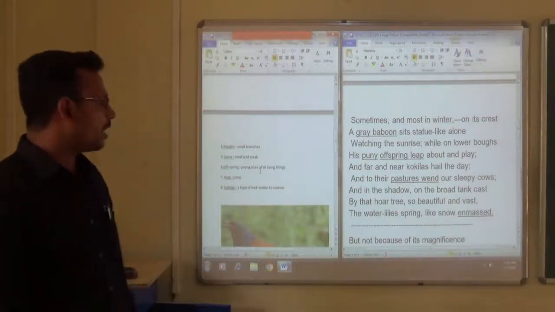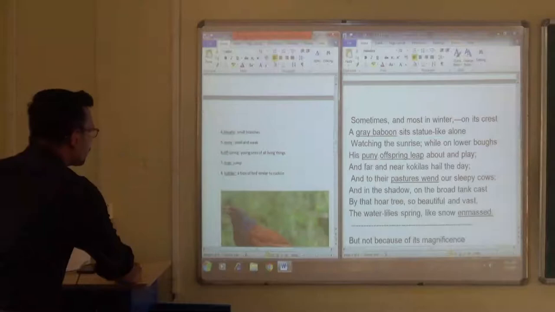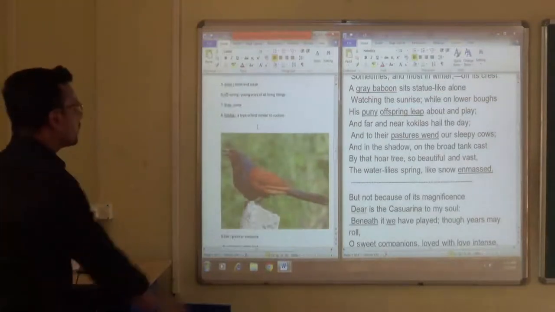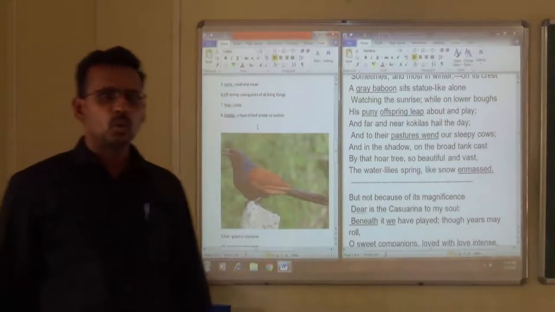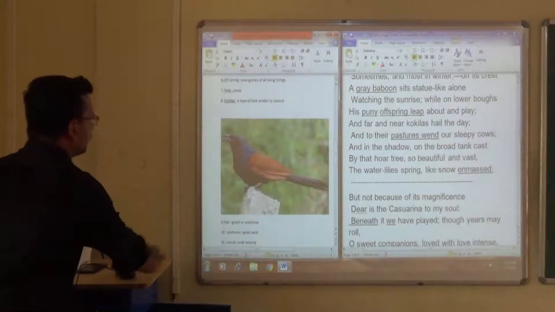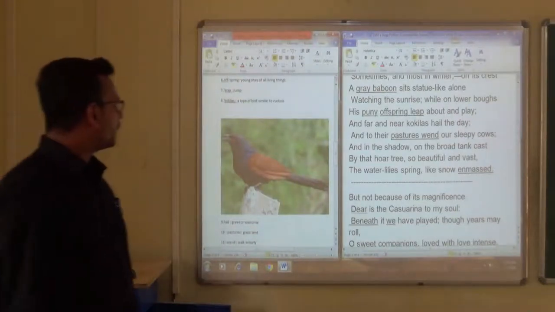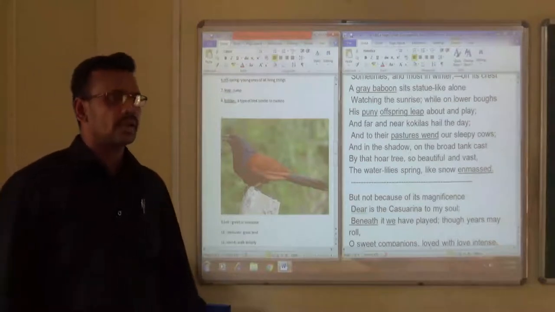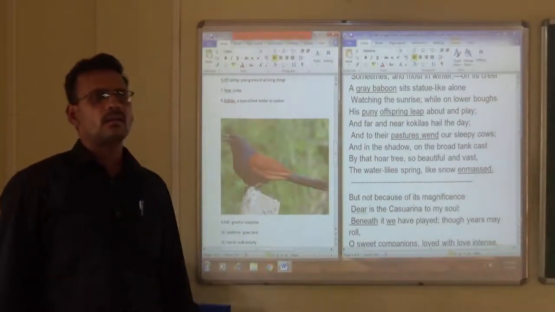Here the word kokilas means a type of bird similar to a cuckoo. It is an image of a kokila you have seen. Okay, so here what is this bird doing? Hail the day. The word hail means greet or welcome.